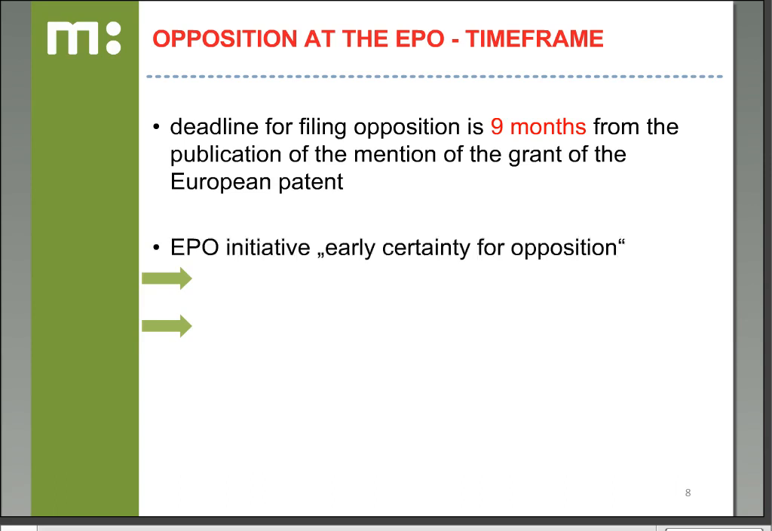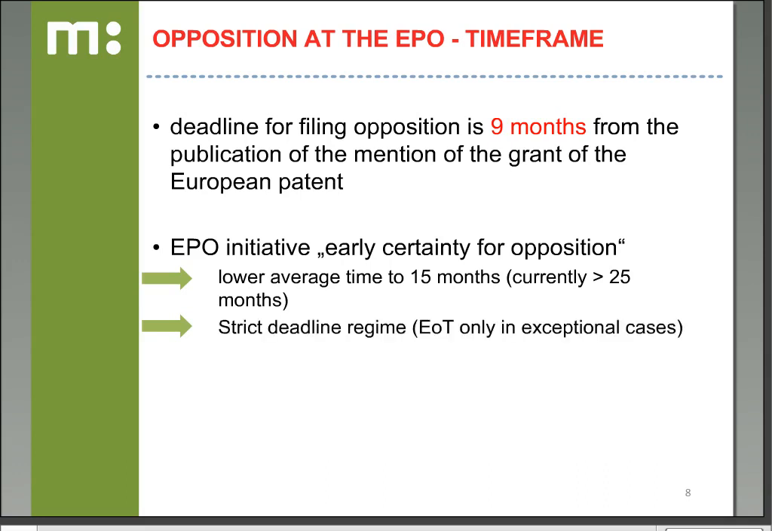The overall time frame for the opposition proceedings, it's quite interesting. The EPO, in the recent months and years, they try to speed up their proceedings. And they also have an initiative called the Early Certainty for Opposition. And the aim of that initiative is they want to lower the average time until a decision is taken in the first instance to 15 months. At the moment, we have a time frame of more than 2 years in average. So after filing your opposition, your decision will be rendered a bit more than 2 years from the filing of the opposition.